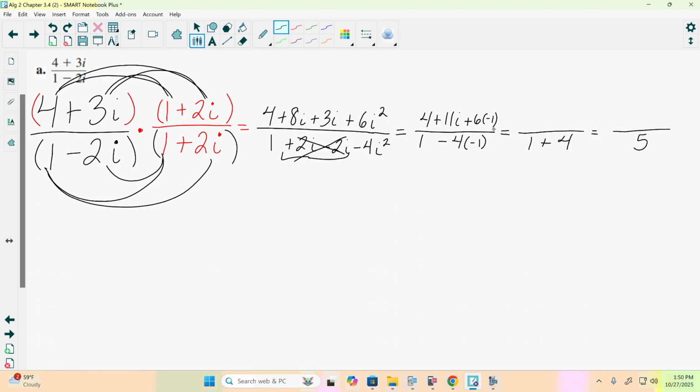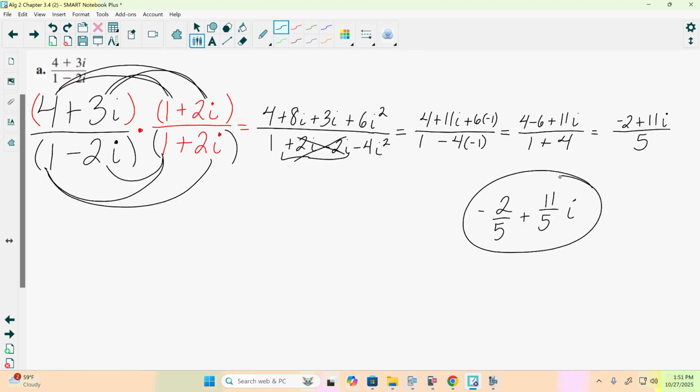At this point, we do need to combine like terms, simplify where we can. So the 8i and 3i will combine to give us 11i. i squared is negative 1, so 6 times negative 1 will give us negative 6. So we do have like terms with 4 and negative 6. 4 minus 6 is negative 2. Now we can break this up into its 2 main parts. So like I said, we have negative 2 fifths plus 11 fifths i.